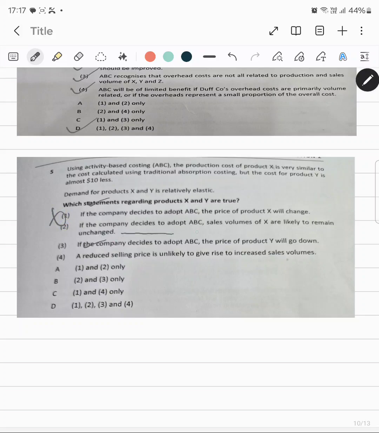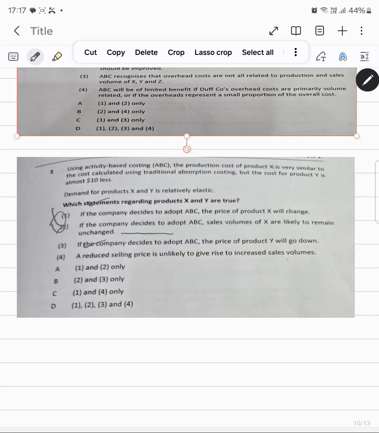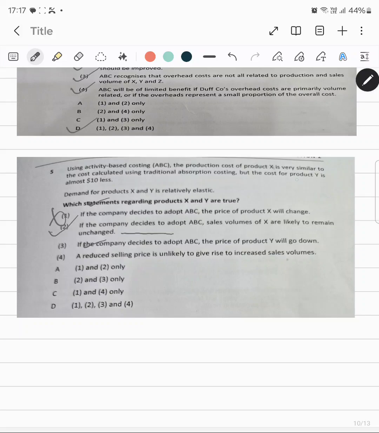If the company decides to adopt ABC, sales volume of X is likely to remain unchanged. Sorry, it's not incorrect, it's correct, because the prices will not change as the production cost of X is similar under the traditional overhead costing as well as the activity based costing methods. If the company decides to adopt ABC, the price of product Y will go down. Yes, it has been given in the question. The cost of product Y is almost 10 less, so 3 is correct.